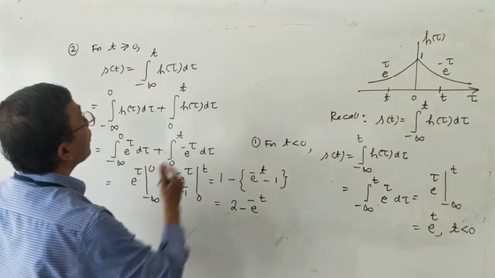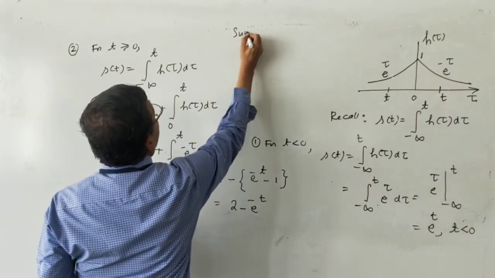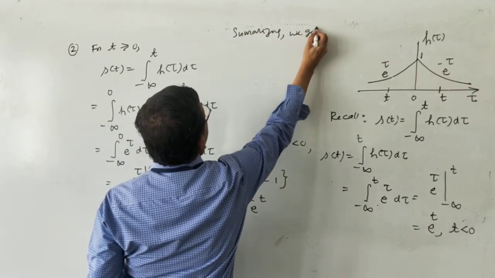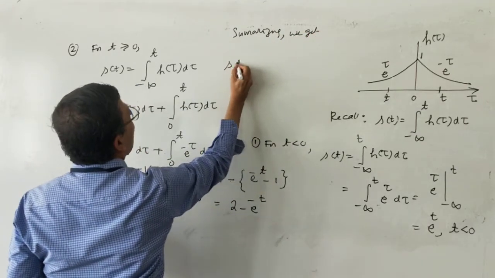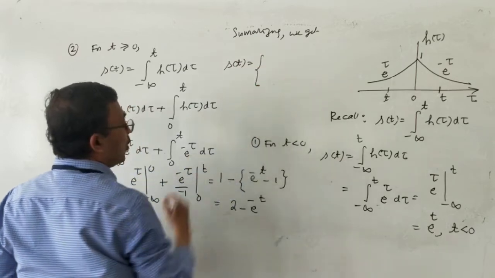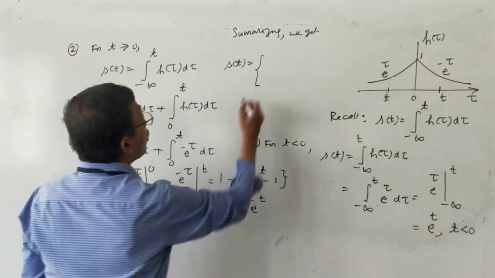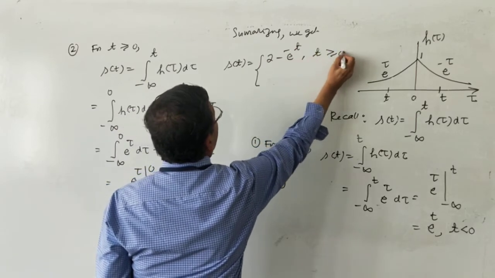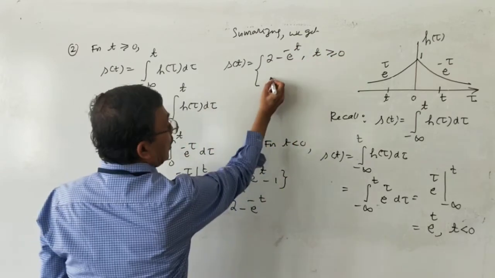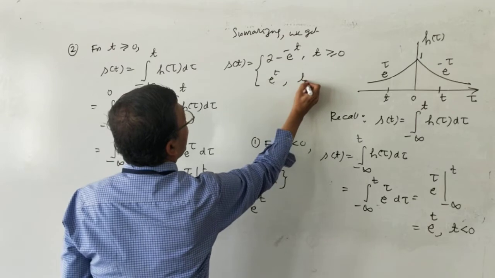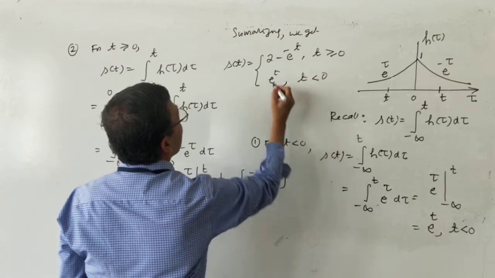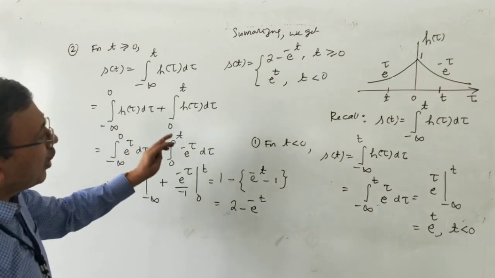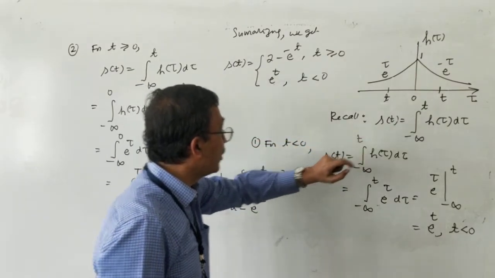Now I will summarize. Summarizing, we get S of t equals 2 minus e power minus t for t greater or equal to 0, and e power t for t less than 0. This is how the step response is found by using this expression.